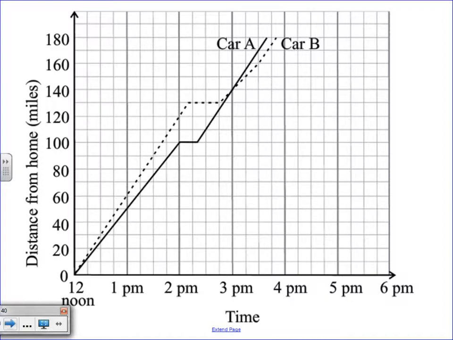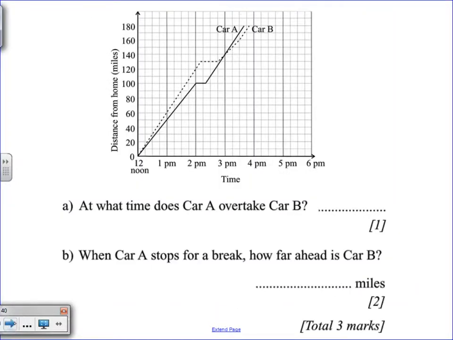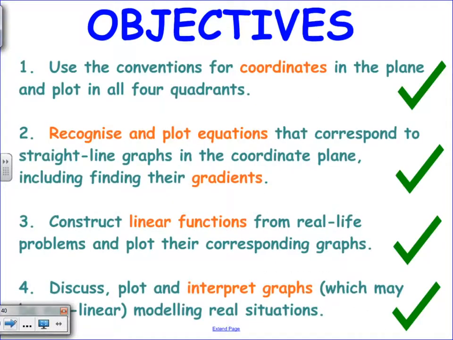So another question to do with this graph could be, when car A stopped at 2 o'clock, how far ahead was car B? So car A stopped at 2 o'clock, car B was 20 miles, 2 divisions higher. These are the sorts of questions they ask. These diagrams tell a story. You need to be able to read the story and answer the questions on that story. That's the questions that I've just asked you.